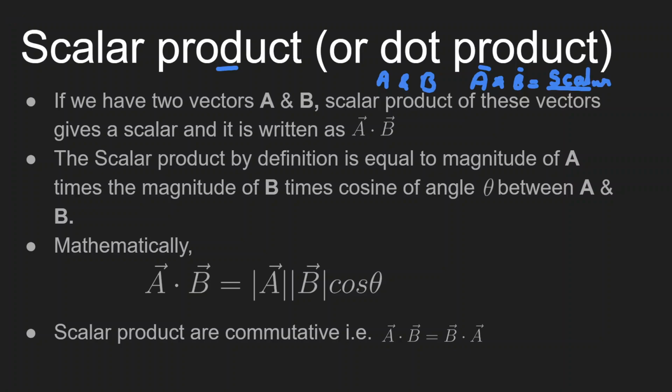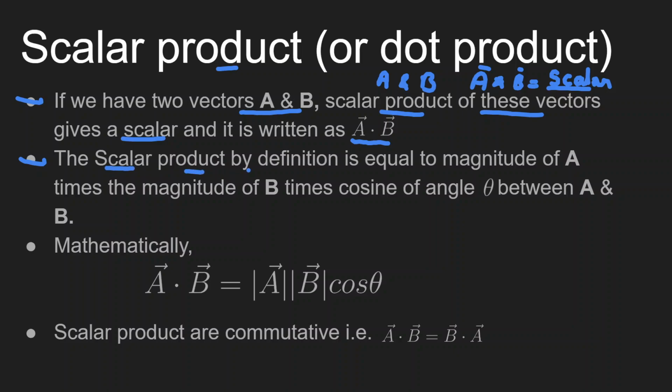Such a product is called the scalar product or the dot product. By the dot, the name comes, we will see. It is also called, if we are dealing with quantum mechanics, the inner product. So if we have two vectors A and B, the scalar product of these vectors gives a scalar, and it is written as A dot B, and that is why the name comes, dot product.